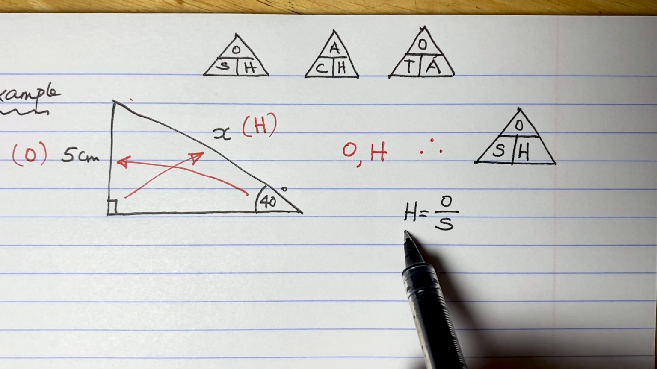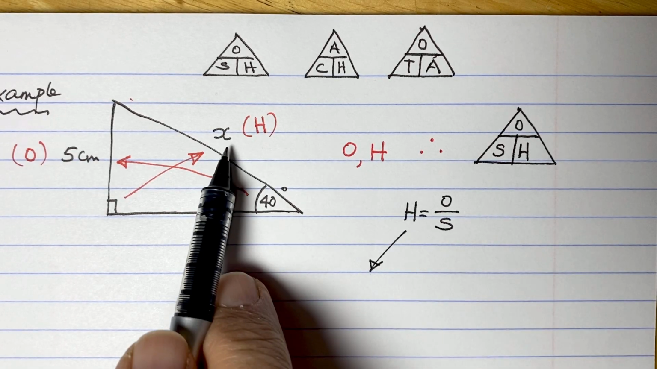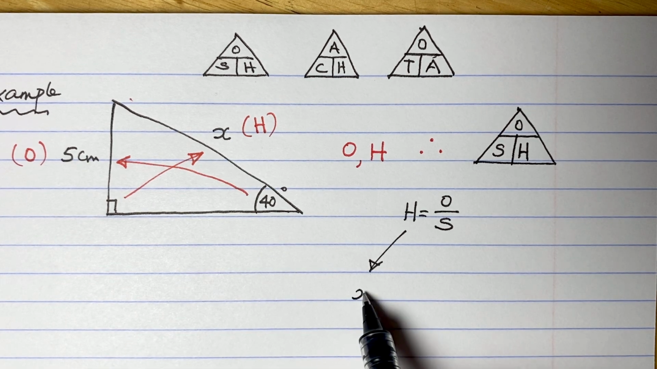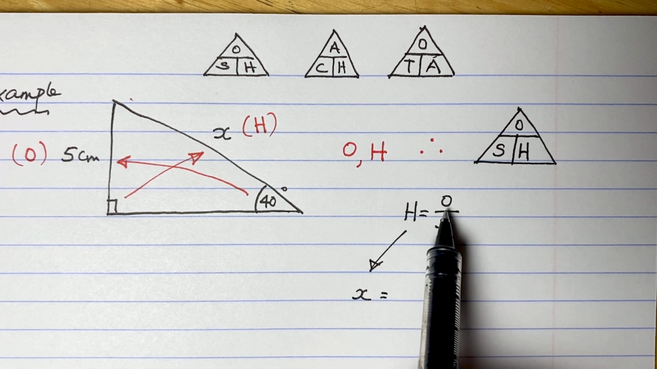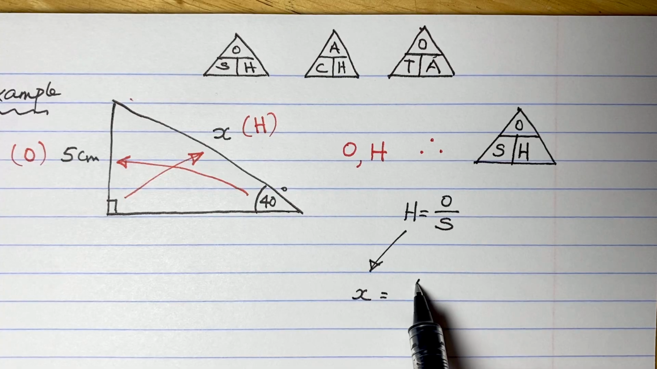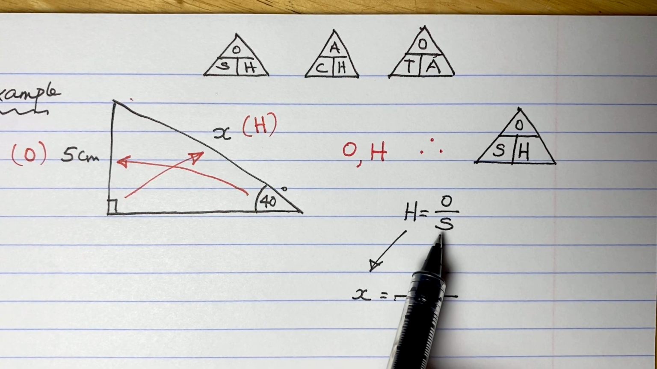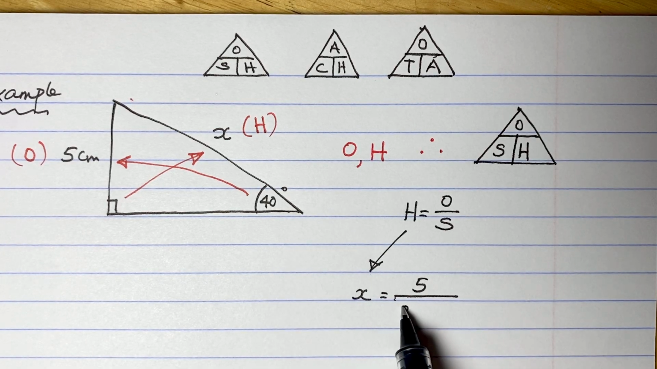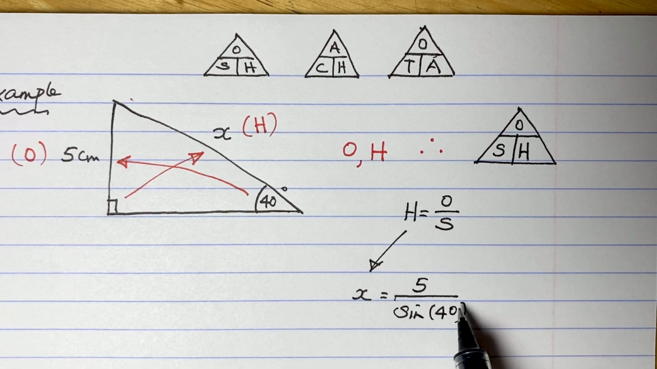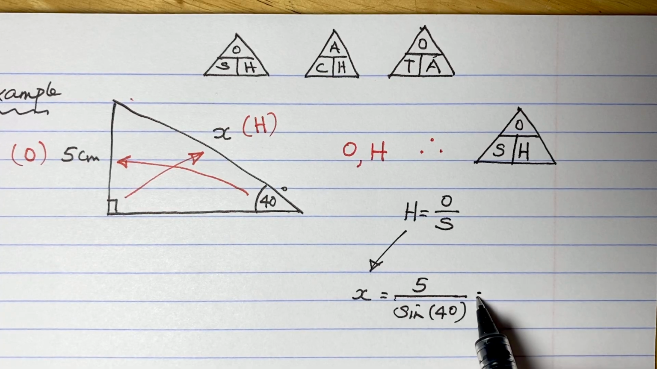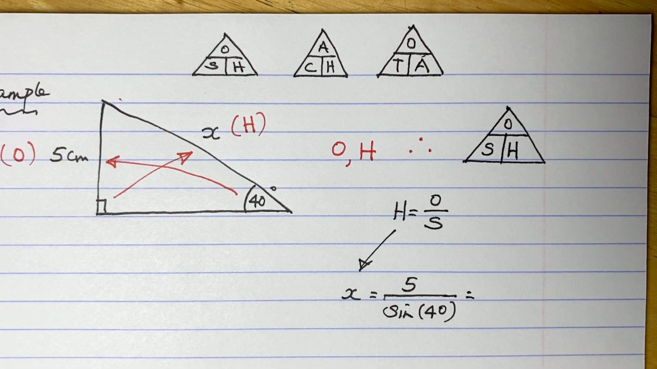Let's replace. H was labeled as X. O is 5. And S is a word starting with S, which is sine of the angle. Sine of the angle 40. You can't just say sine; it's sine of something, sine of a certain angle. And after this, you just enter the calculator.